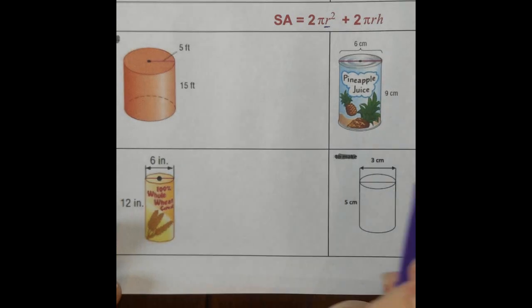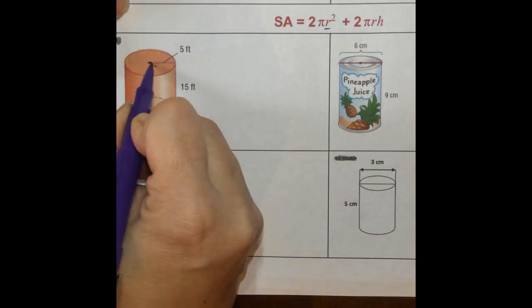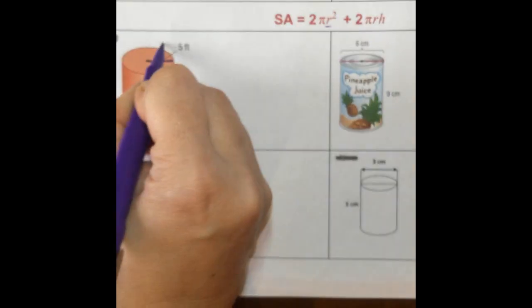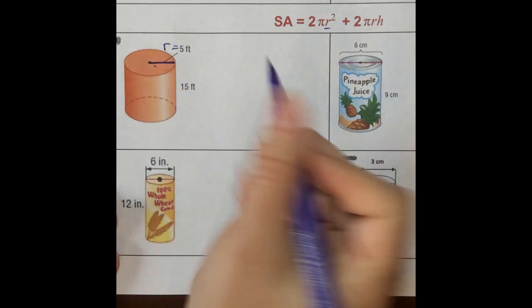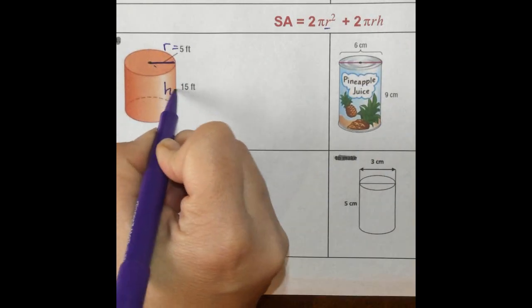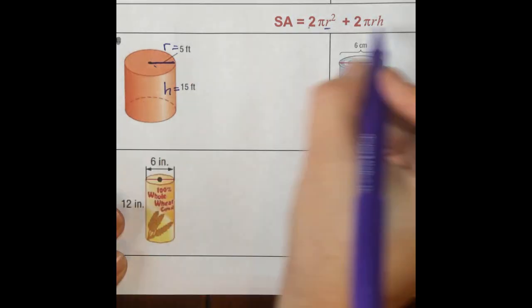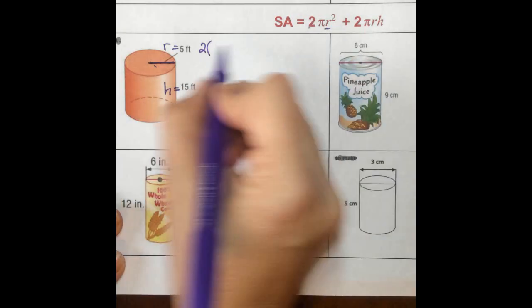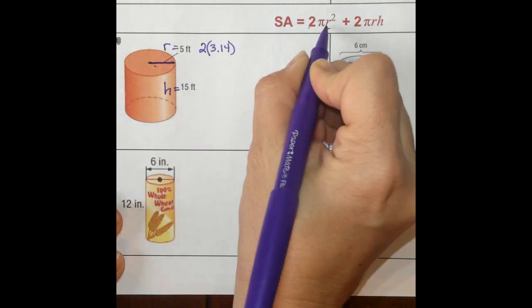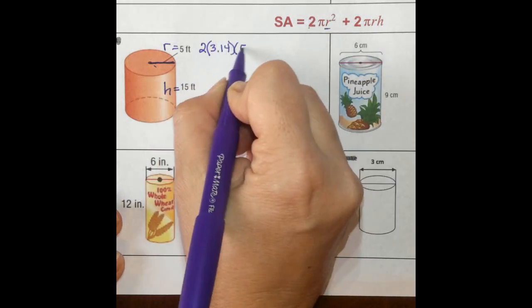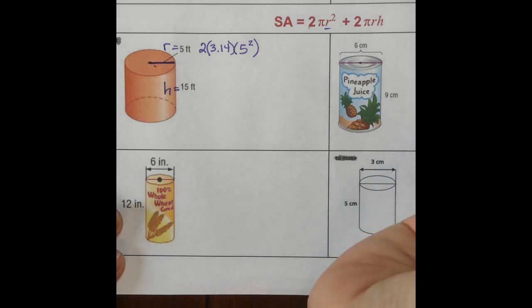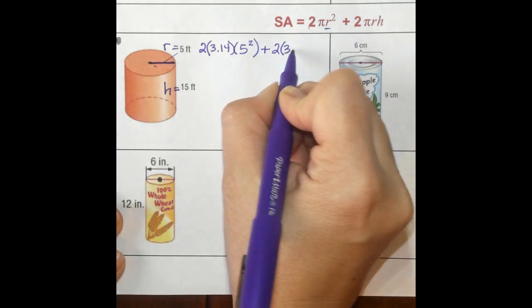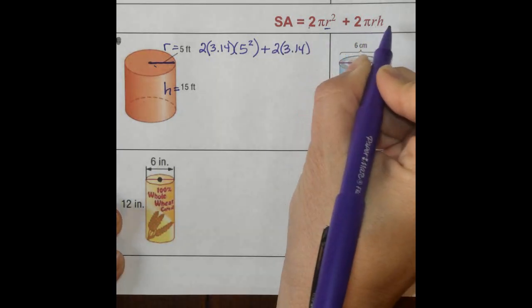So again, filling in what we know, first of all, the radius is half of the circle on the top. So the radius is going to be 5, so we're going to use 5 for r. And the height, how tall, is 15. So using my formula, writing it out, 2 pi, remember this is all multiplied, 3.14, radius squared, so that's 5 squared, plus 2 times pi times radius times height.